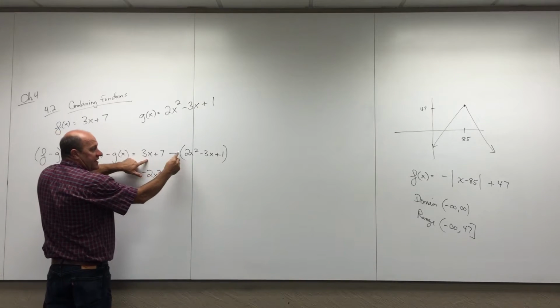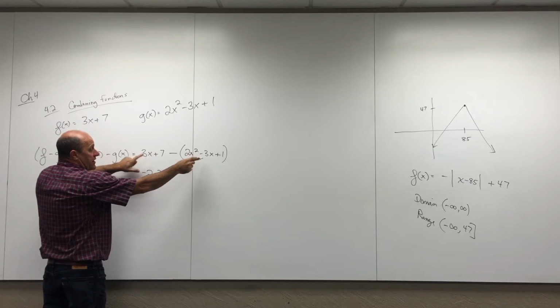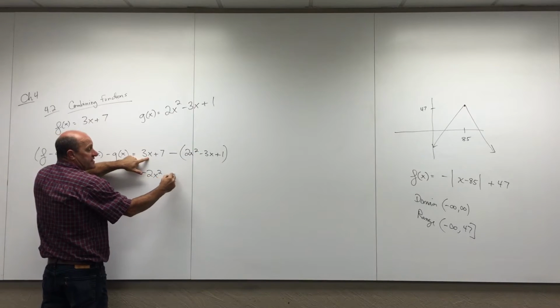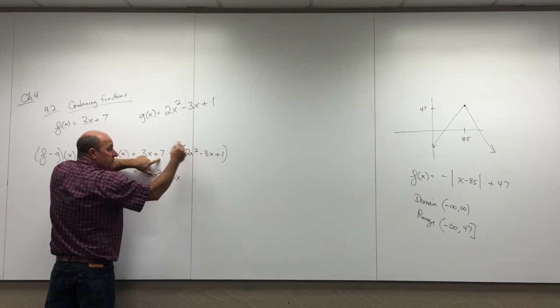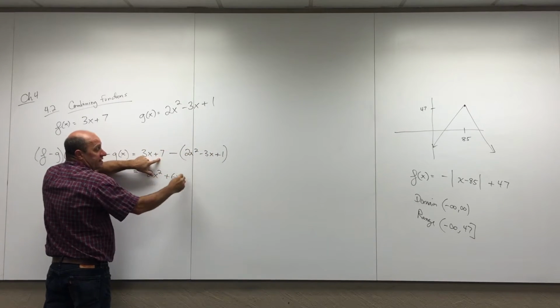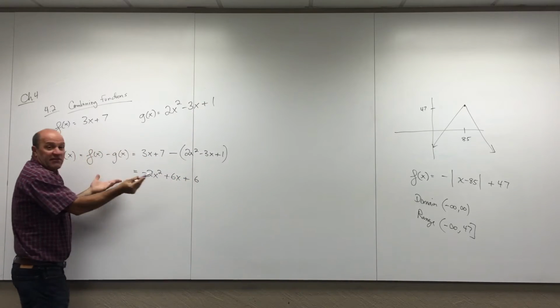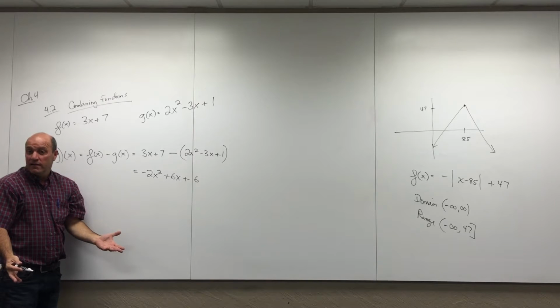When this negative sign distributes, it will be a plus 3x. Plus 3x plus this 3x will be plus 6x. When the negative sign distributes, that's a negative 1. A 7 minus 1 will be a 6. And you're done. Well, he's not doing it.